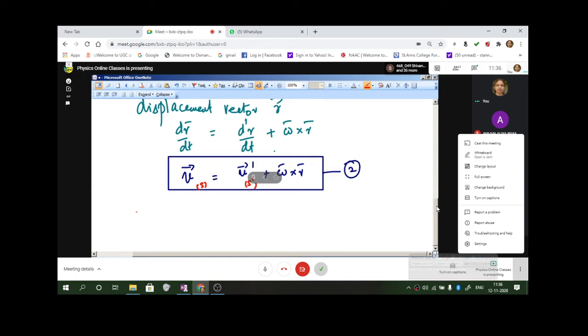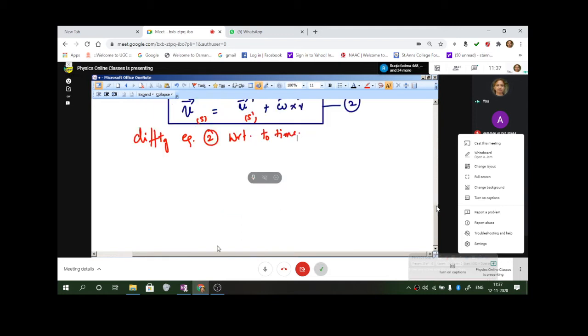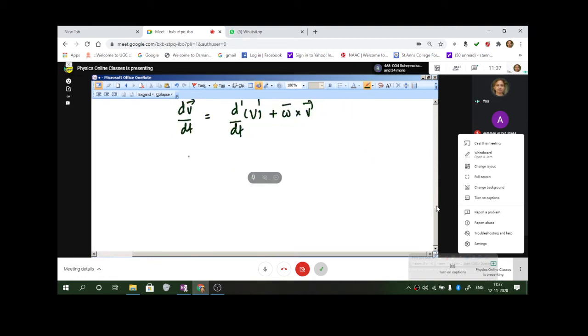Differentiate this once again. Differentiating equation 2 again with respect to time, what do you get? We get, as you can see, dV/dt is equal to d'V'/dt plus, what do you get? Omega cross V. In place of R, now it is V, and which can be written as A is equal to, what do you write this as?